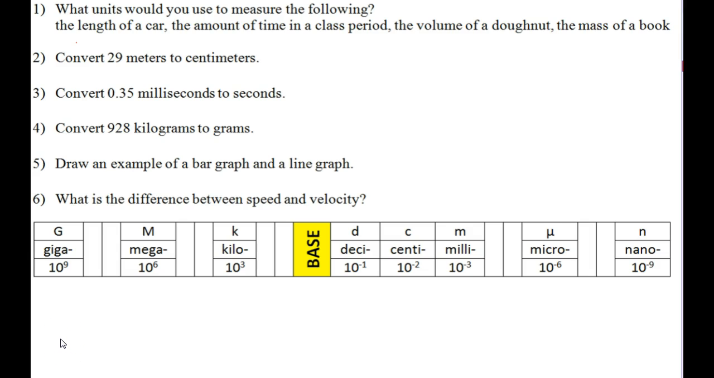Okay, we're going to go over the Physical Science and Engineering final review sheet. I'm going to be going a little bit quick through this, just hopefully at this point this is all review. So, what units would you use to measure the following?